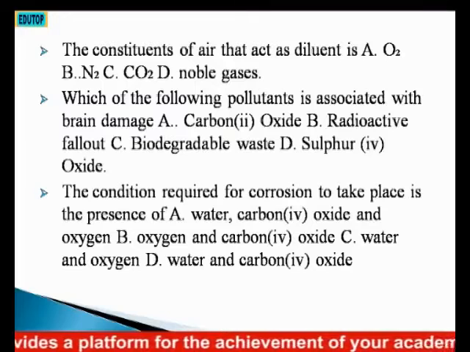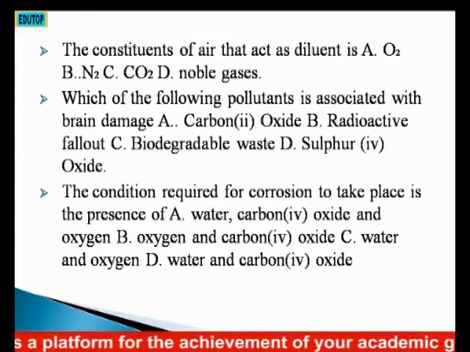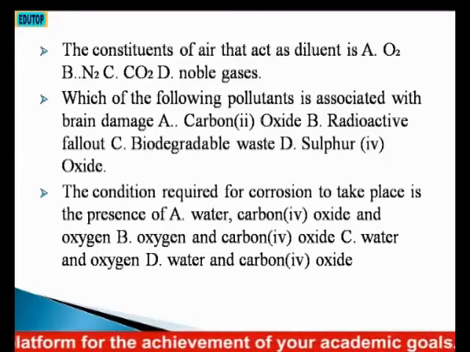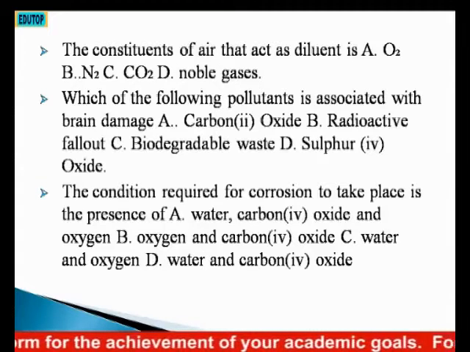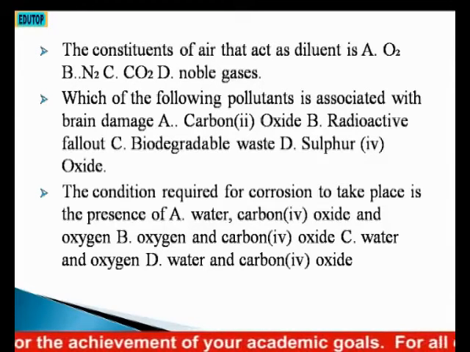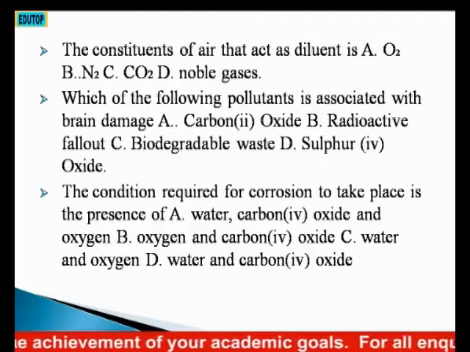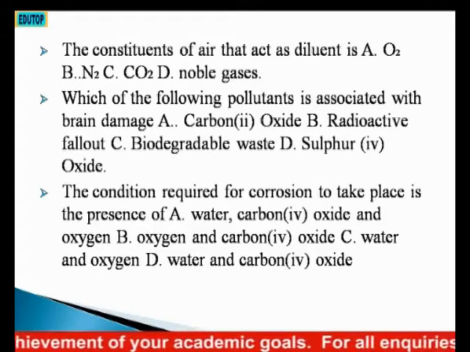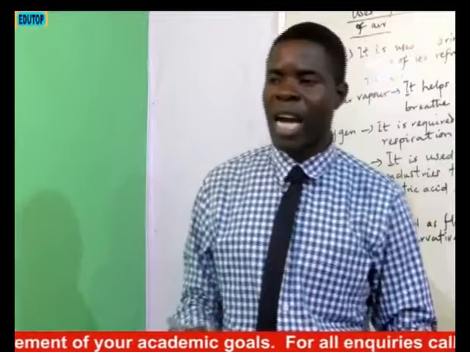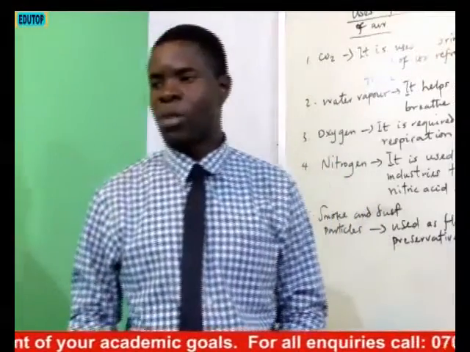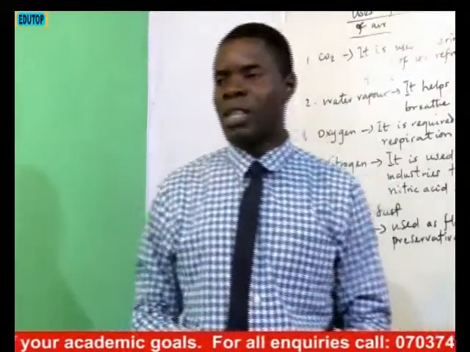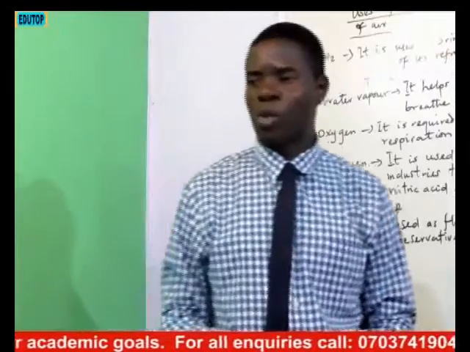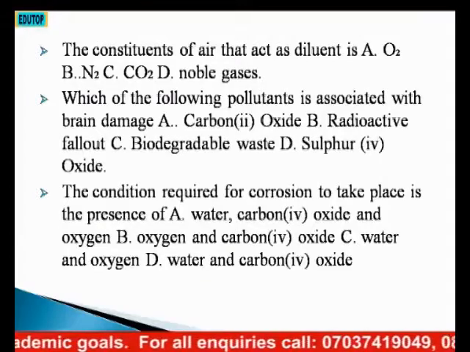C, carbon(IV) oxide. Carbon(IV) oxide cannot be a diluent, because it is an acidic oxide. Then D, noble gases. Noble gases do not even react at all. So D cannot be correct. C cannot be correct. The answer that will be suitable here is option B, which is nitrogen.